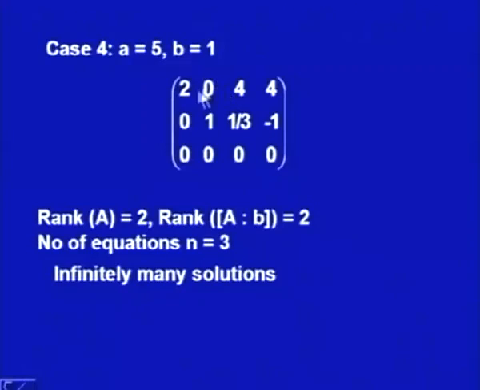So what we can do is consider the system as 2x plus 0y plus 4z equal to 4, and then 0x plus y plus 1/3 z equal to minus 1. You can assign arbitrary values to z, and this equation will still be satisfied. So we can say x is equal to 4 minus 4z, and from here y is equal to minus 1 minus 1/3 z. So you can assign different values to z and you will get different solutions, and that is why we say that infinitely many solutions are possible.